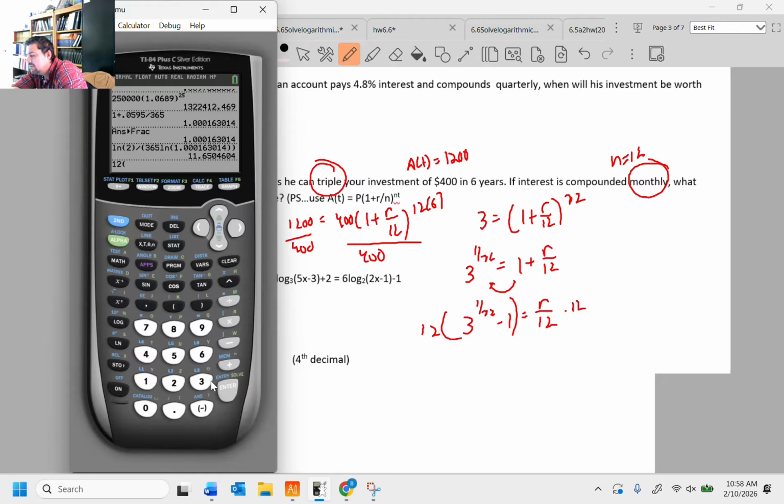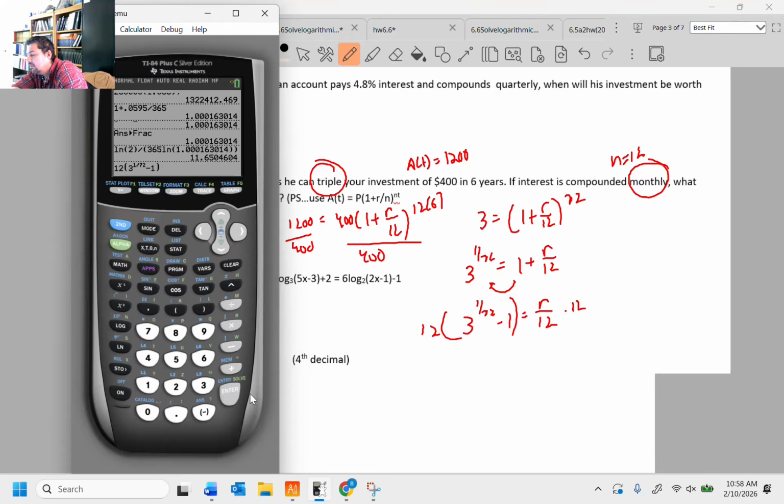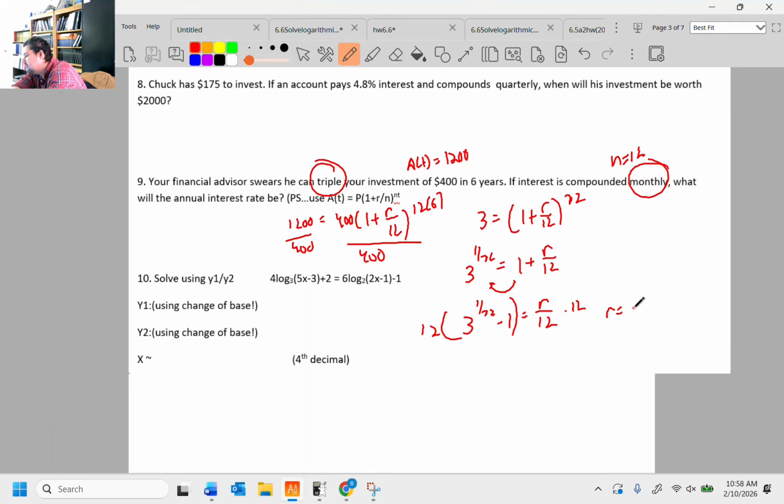12 parentheses, 3 to the 1/72 power, minus 1, gives 0.1845, which is ridiculously high. 0.1845 is 18.45% per year.